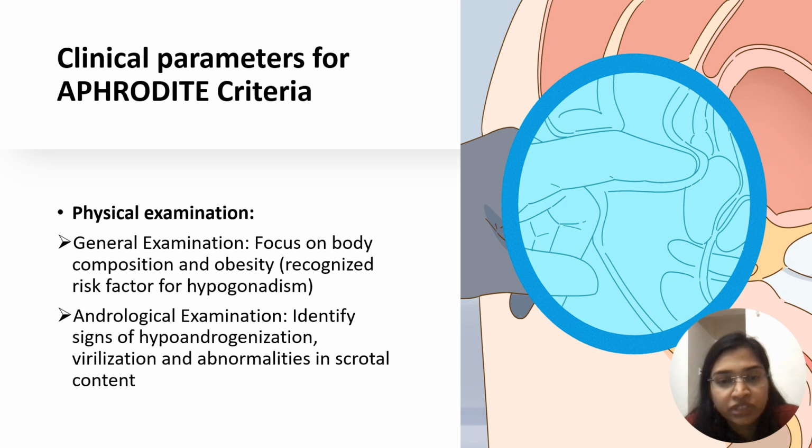Then we have to do the physical examination. Both examinations, that is general physical examination and andrological examination. In general examination, we have to focus on the body composition and obesity, because obesity is itself a recognized risk factor for hypogonadism. Then comes andrological examination. We have to identify signs of hypoandrogenization, virilization, and any abnormalities in the scrotal content.